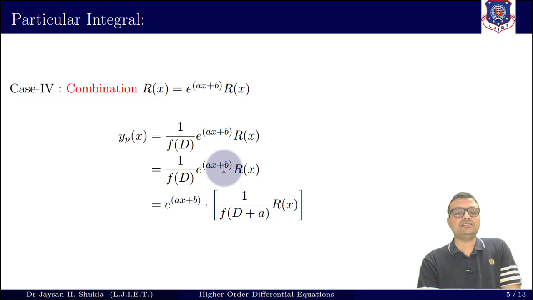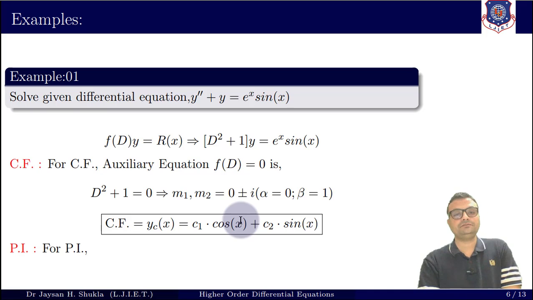For that I am taking this e raised to ax outside this 1 upon f of D. So you should write it as e raised to ax plus b dot 1 upon f of D plus a into R(x). This exponential function will work as a shifting operator. It will shift your value of D to D plus a. If e raised to ax plus b is there in multiplication, your D is shifted to D plus a. But if it is e raised to minus ax plus b, this will be f of D minus a. Let us see some examples to clear this concept.